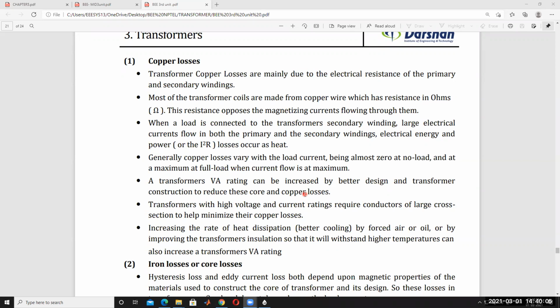For a small size transformer, the rating is in VA. For a medium size transformer, KVA. For a large transformer, MVA. A transformer with high voltage and current requires conductors with a large cross section to help minimize the copper loss. You know well, resistance R is equal to rho L by A. If the cross section area of the conductor is high, the resistance is less, and based on that, copper loss can be reduced.